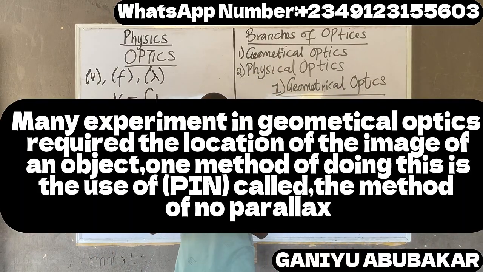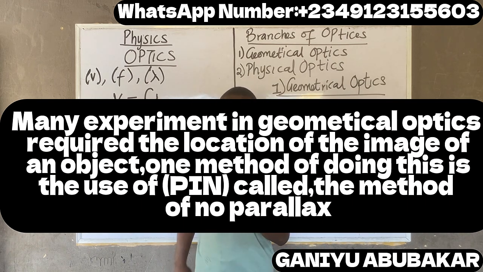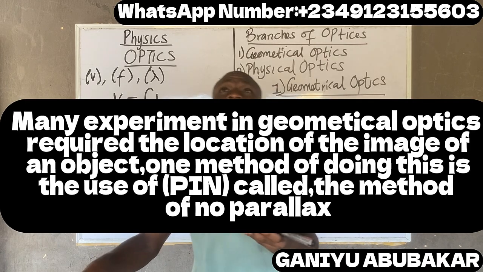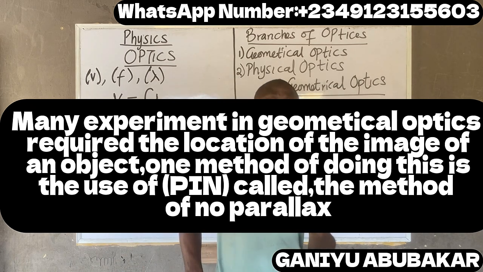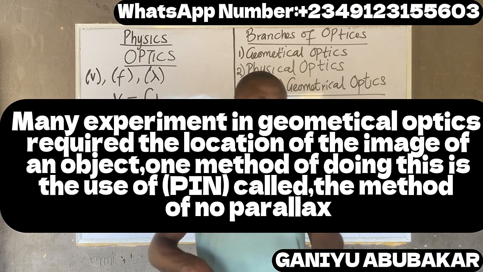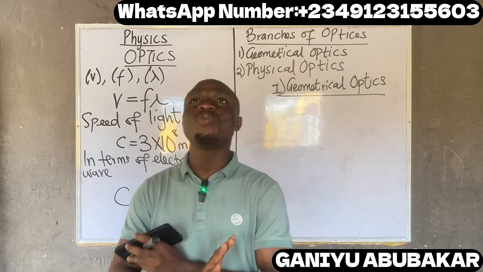Note, please. Many experiments in geometrical optics require the location of the image of an object. One method of doing this is the use of pins, called the method of no parallax.